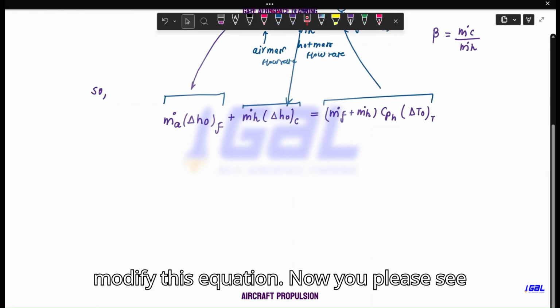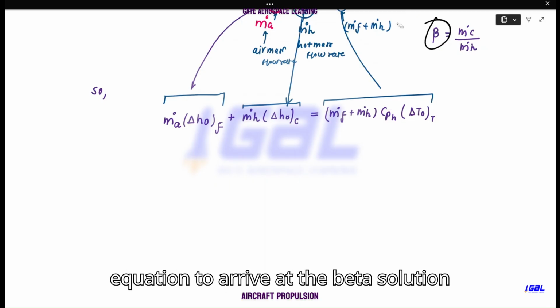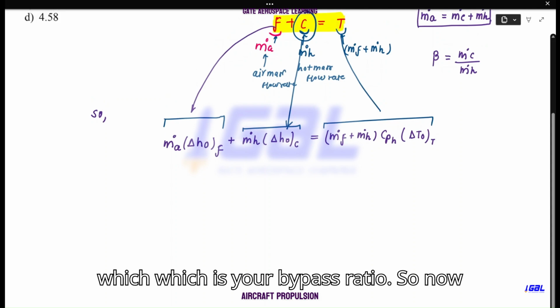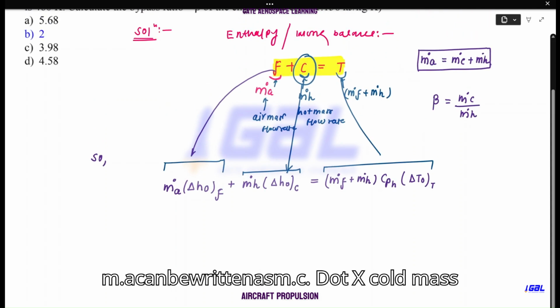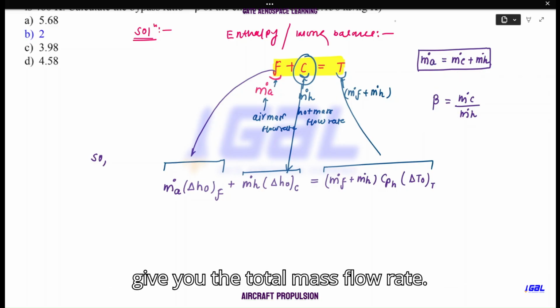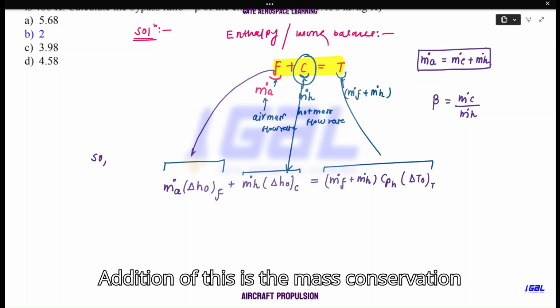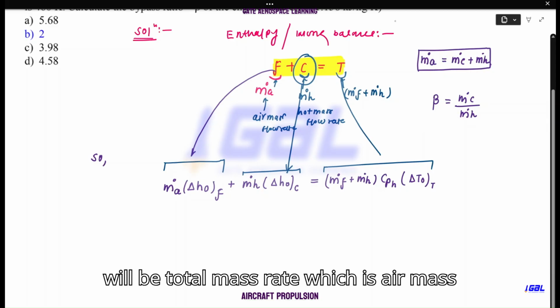Now please see carefully how I'm modifying this equation to arrive at the beta solution, which is your bypass ratio. I told you this m dot a can be written as m dot c plus m dot h. Cold mass flow rate plus hot mass flow rate will give you the total mass flow rate. Addition of this is the mass conservation. Cold and hot, the summation of these two will be the total mass flow rate, which is the air mass flow rate.